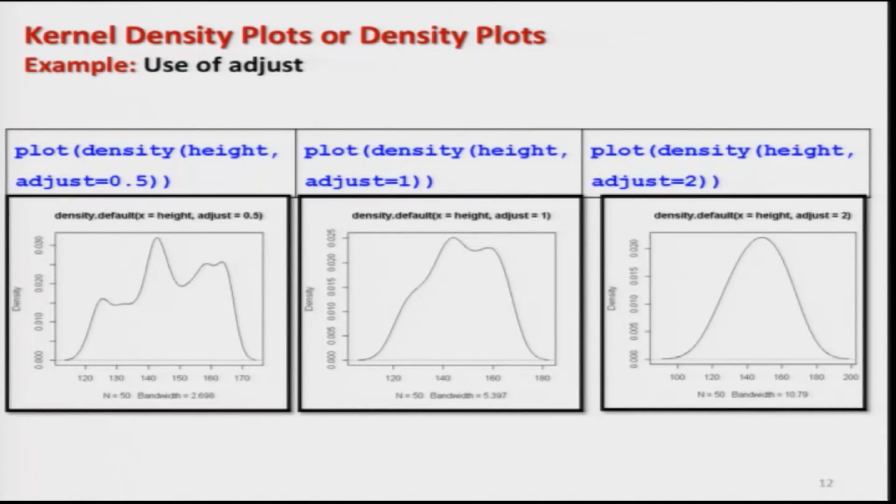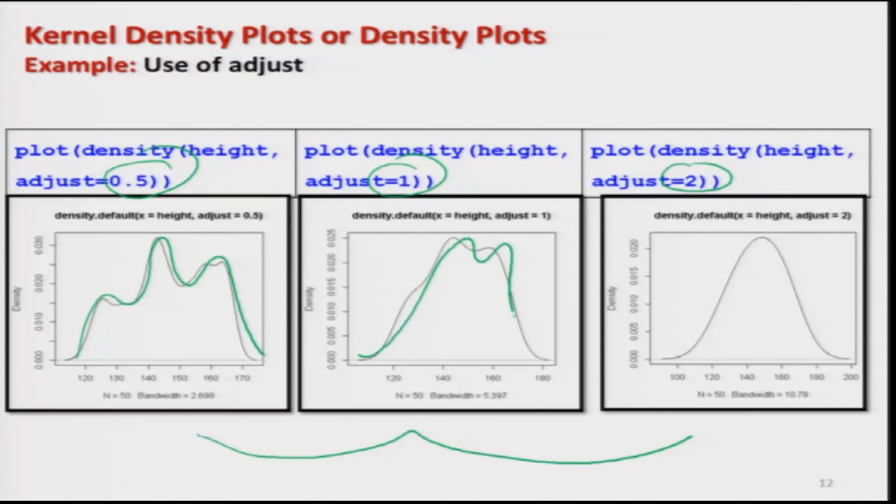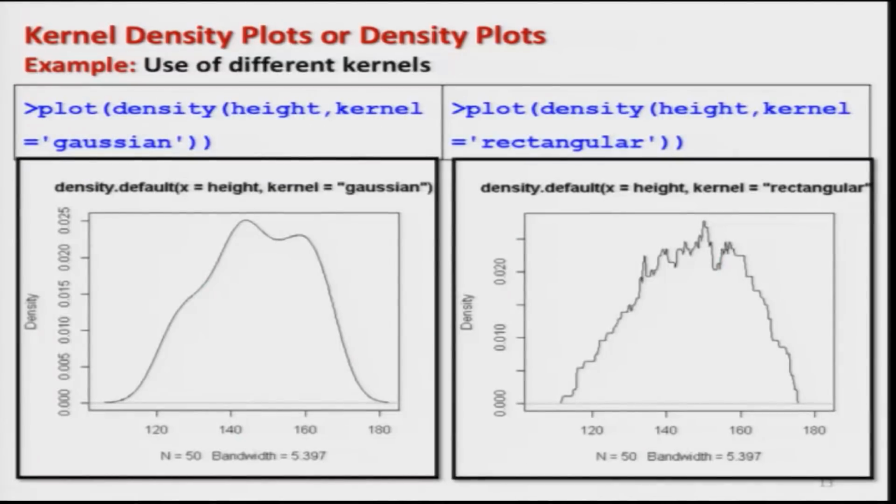And now, in this slide I am simply giving you all the 3 graphics with adjust equal to 0.5, 1 and 2 together, so that you can make a better intercomparison. You can see that as the value of adjust is increasing, the degree of smoothness is increasing. So, this is how you can play with this data.